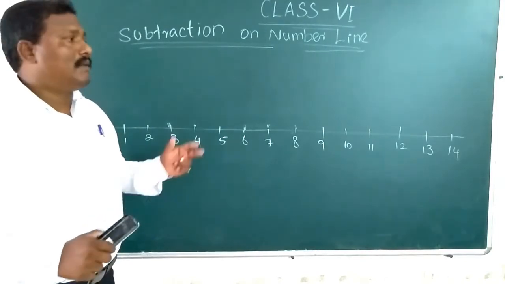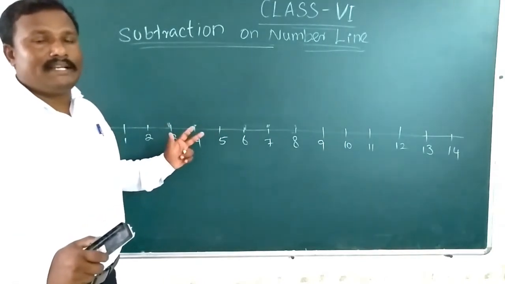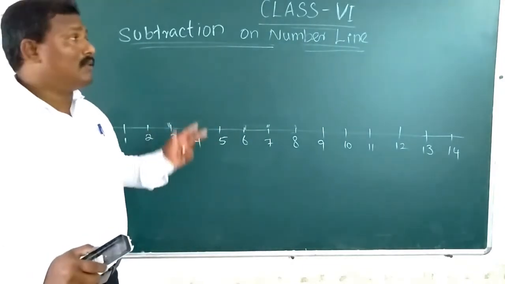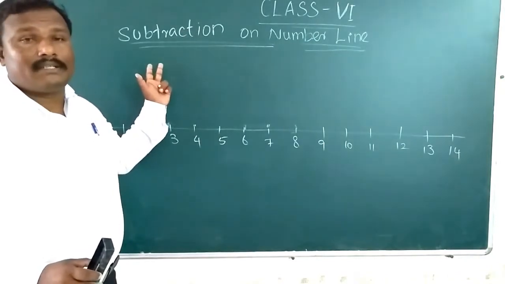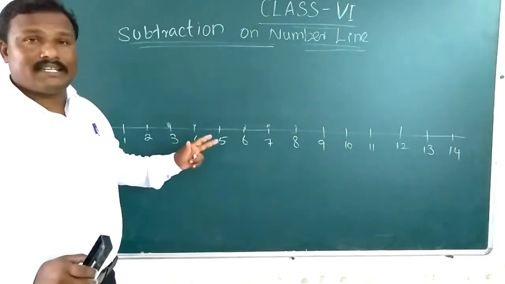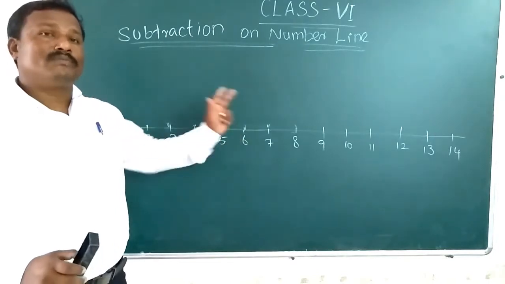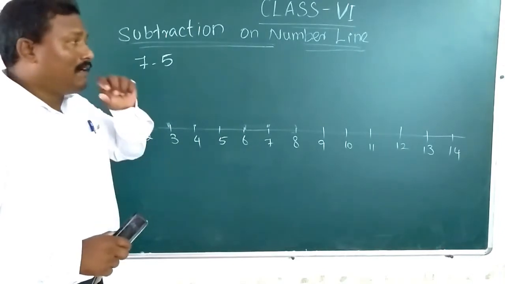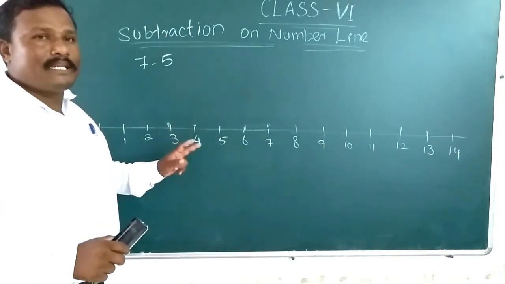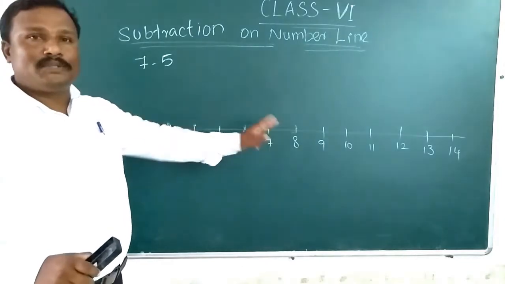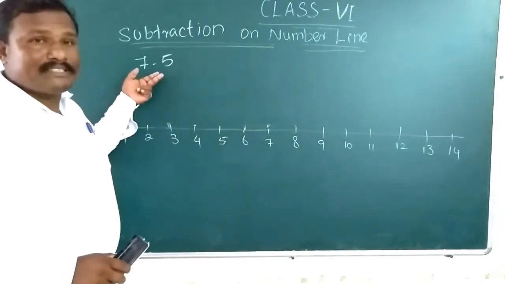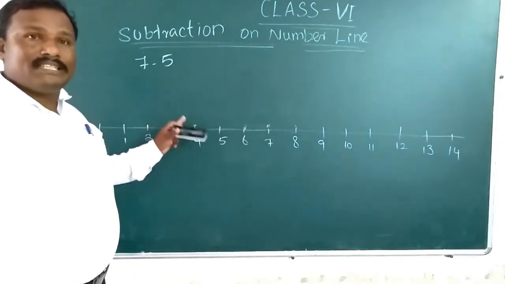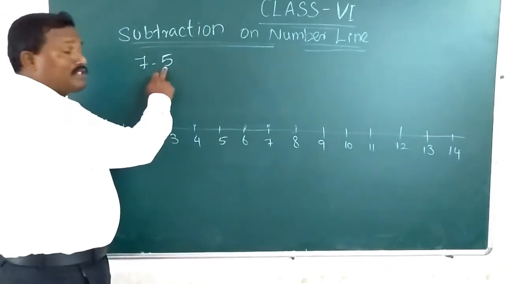Okay students, before we continue, when you add numbers using a number line, you have to move to the right side. Now let me talk about the subtraction of numbers using a number line. When you are doing subtraction, you have to move to the left side. I told you, when you subtract a number by using a number line, you have to move from right to left. Here I have taken an example, 7 minus 5. So you have to start from 7 and move to the left side. So you have to jump 5 times.